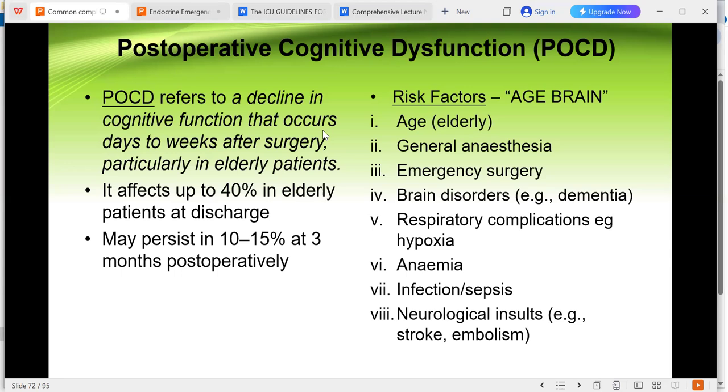What are the risk factors of postoperative cognitive dysfunction? It is the age of the brain. The brain is old. Age, elderly patient, patient undergoing general anesthesia, emergency surgery, patient with brain disorders like dementia, patient with respiratory complications, anemia, infection, neurological insults. These are some of the common risk factors for developing postoperative cognitive dysfunction.